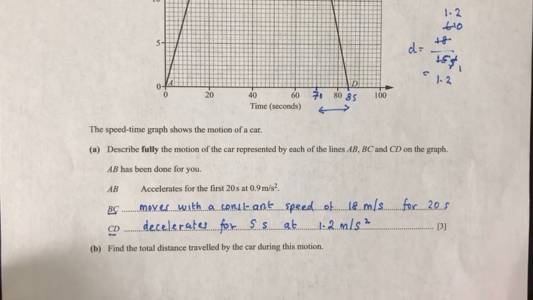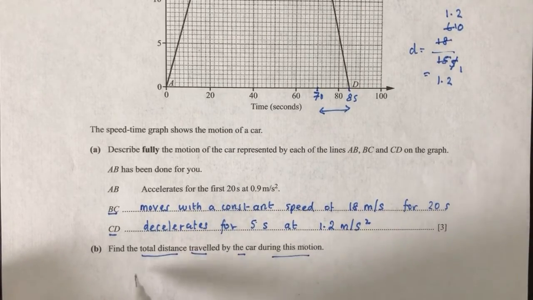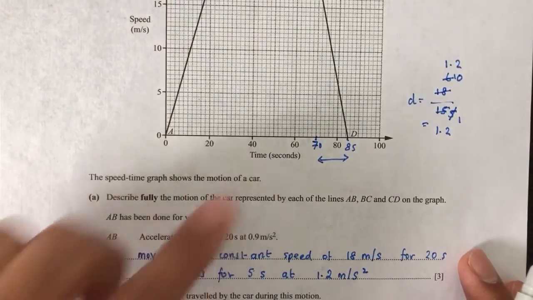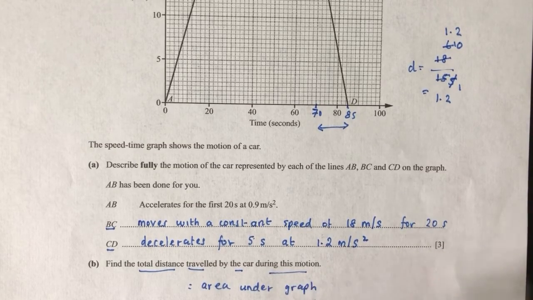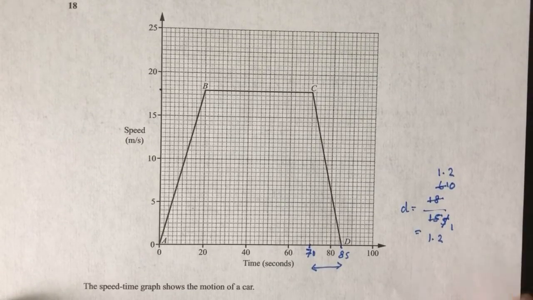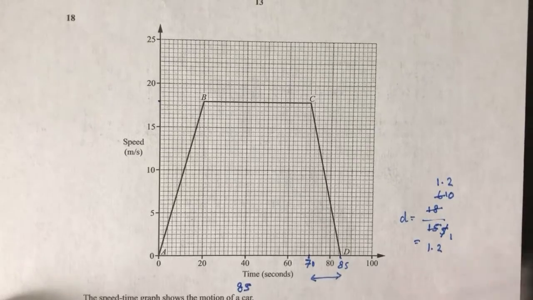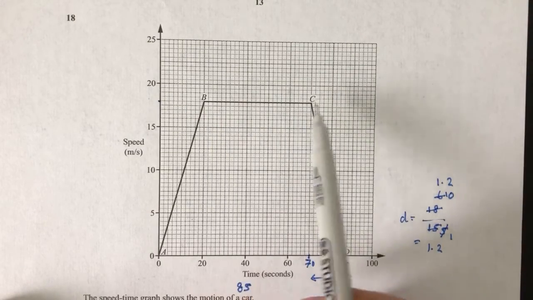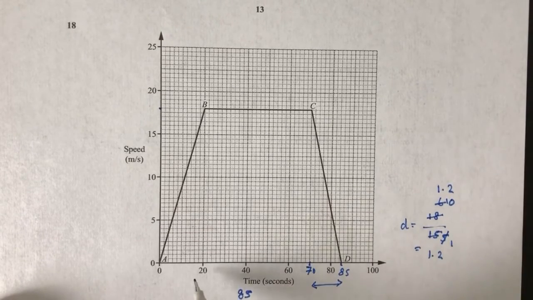So now for part B, find the total distance traveled by the car during this motion. So we know that when we have a speed time graph, the distance traveled is actually the area under the graph. So here we can see we have a trapezium as the area in the graph. So how do you find the area of a trapezium? We have to measure the base length, which is 0 to 85. The base is 85, and this side will be B to C. It will be for 20.